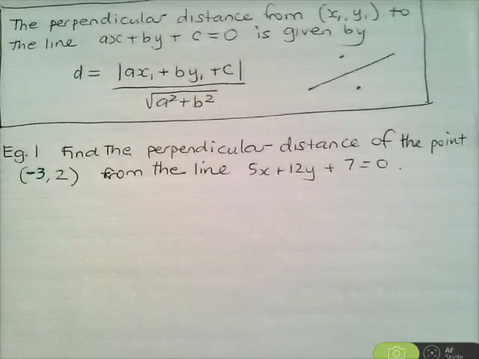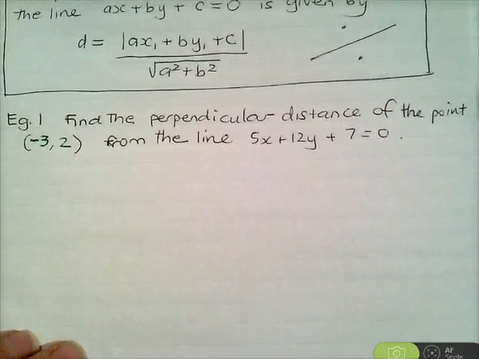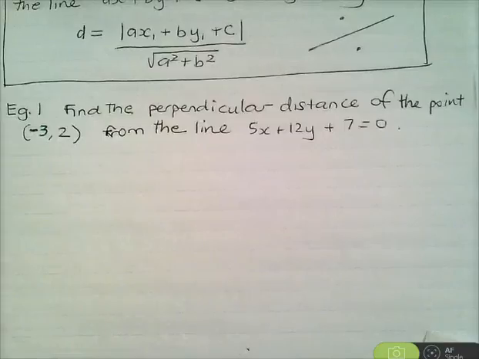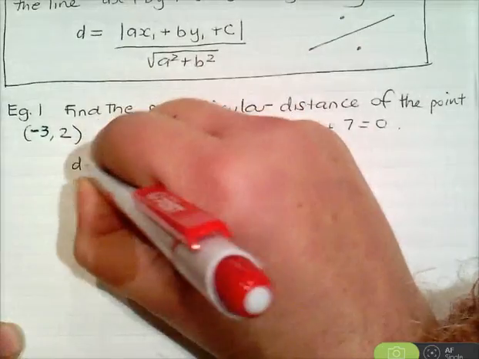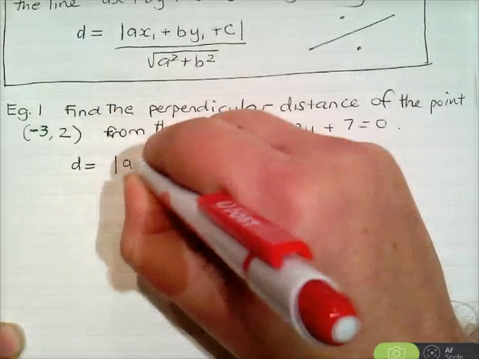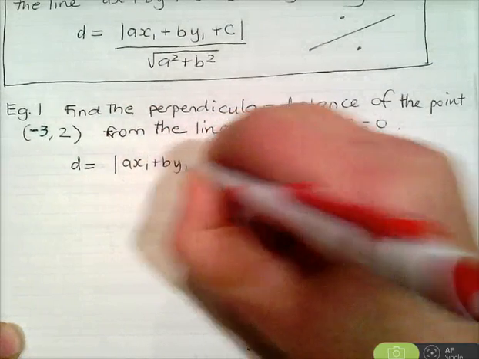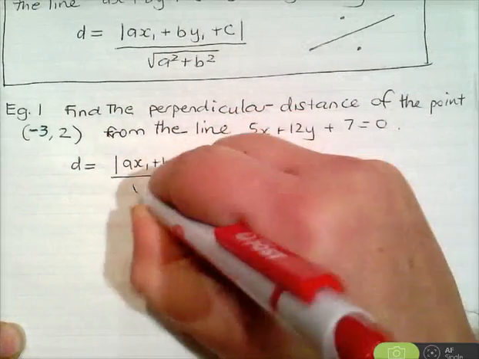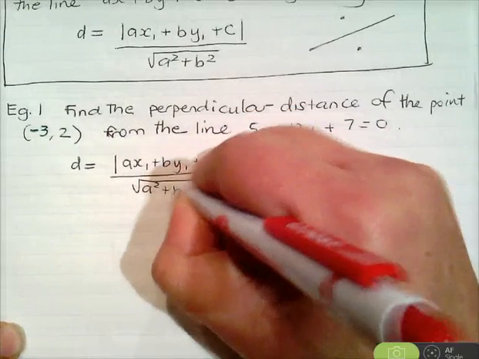Now in example 1, you're asked to find the perpendicular distance of the point -3, 2 from the line 5x plus 12y plus 7 equals 0. So we write out the formula D equals absolute value of ax1 plus by1 plus c over the square root of a squared plus b squared.